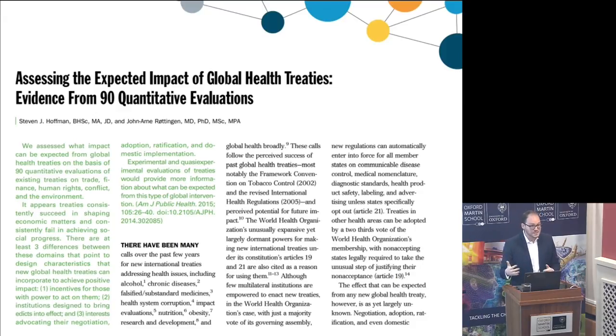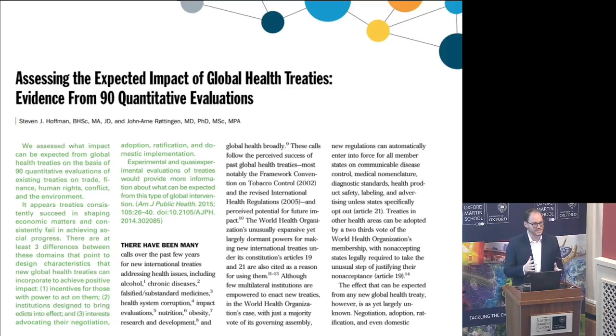What this attempted to do was bring together those studies that had evaluated various treaties, whether they were environmental treaties, trade treaties, human rights treaties, or financial treaties. We tried to get a sense of whether those studies found that the treaties had the effects that the proposers of the treaties had wanted to achieve. So for example, if there was a trade treaty, did that international law on trade actually promote more trade, which is usually what those who sign trade agreements are trying to achieve?